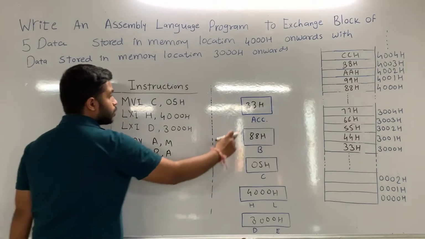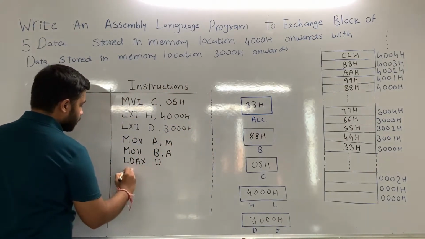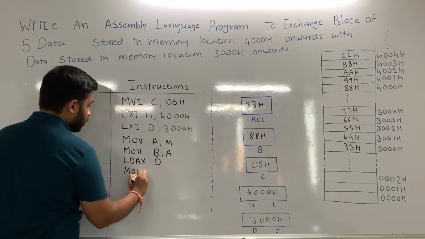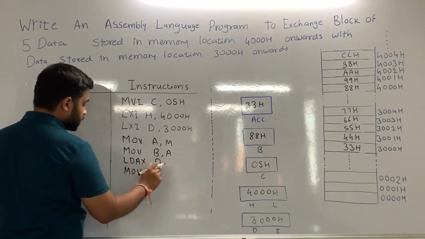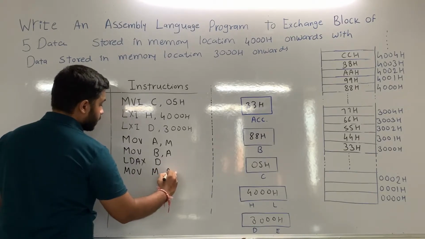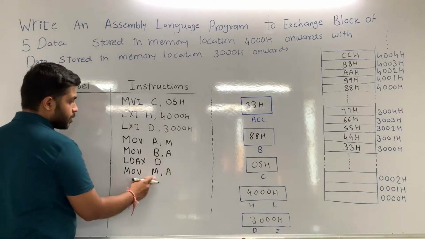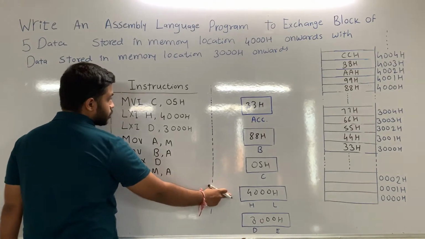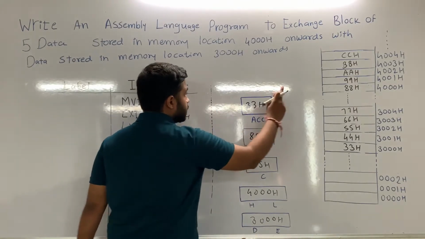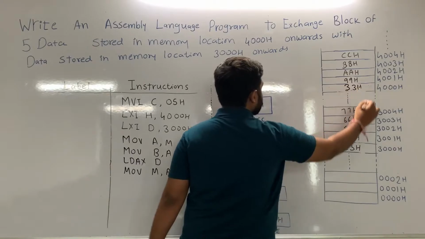Right? Now we will store this data to the 4000H. So we will use the instruction MOV M comma A. So from the accumulator, data will be stored in the memory location. Which memory location? Specified in HL pair. So from the accumulator, data will be stored in the 4000H. So in the 4000H, you will get 33H.